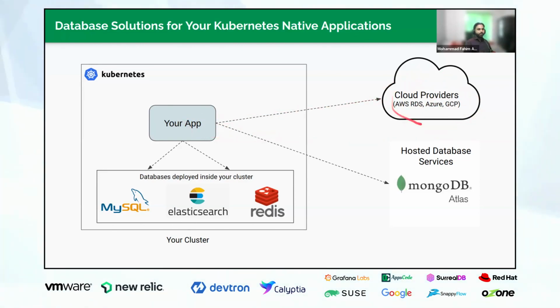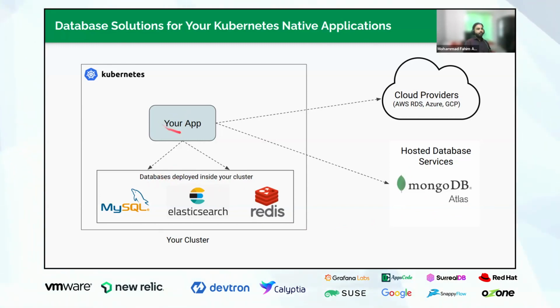That's one possible solution. Another solution is to use hosted database services like MongoDB Atlas. Similarly, Redis Cloud or Elasticsearch Cloud, all of them have hosted database services. You can actually use those. They host their database in some cloud, and you can use those similarly to the cloud provider. So finally, the other option is to run your database inside your Kubernetes.